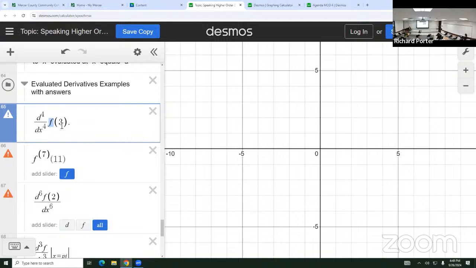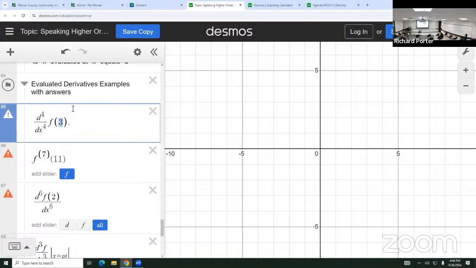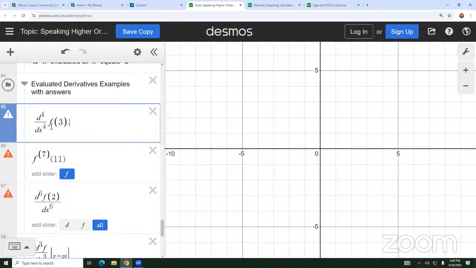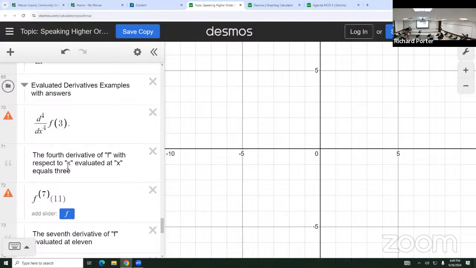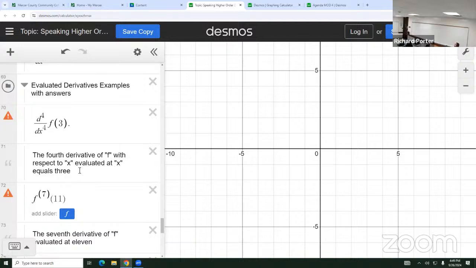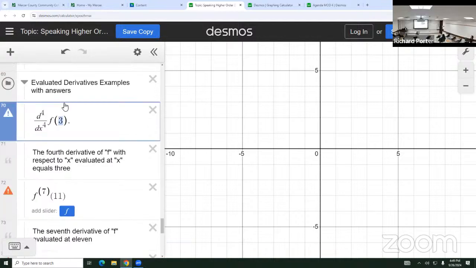And what does step 3 say? I'm not sure. So it's the fourth derivative. Let me just give you the answer here. It's the fourth derivative of f with respect to x evaluated at x equals 3. Well, you could just say the fourth derivative of f of x evaluated at 3. But it's evaluated at 3. When you put a number in there, you're evaluating the fourth derivative.